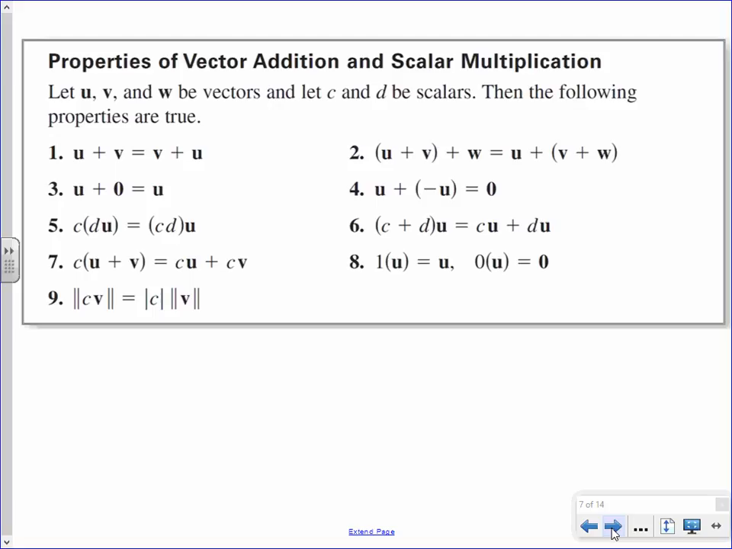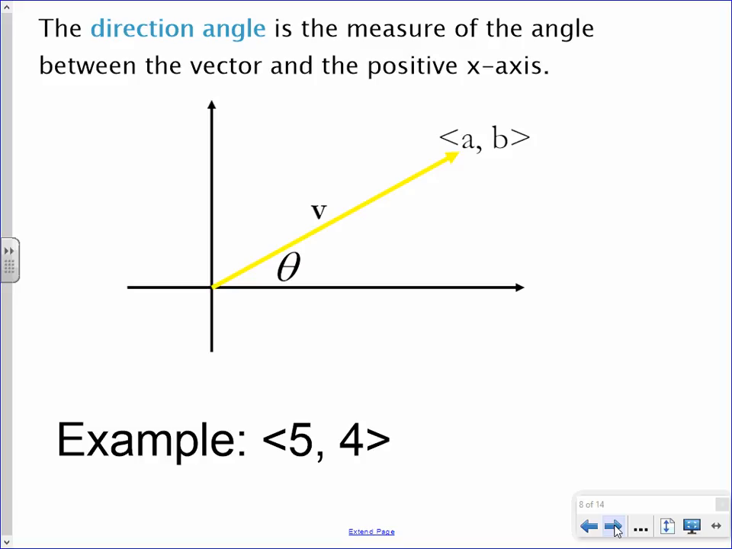Okay. So let's talk about direction. You spent all lunch just wondering how are we going to find the direction. So first of all, the direction angle is always going to be measured from the positive x-axis. That sounds familiar, doesn't it? An angle with a positive x-axis. That's how we measured angles in chapter 4, isn't it?